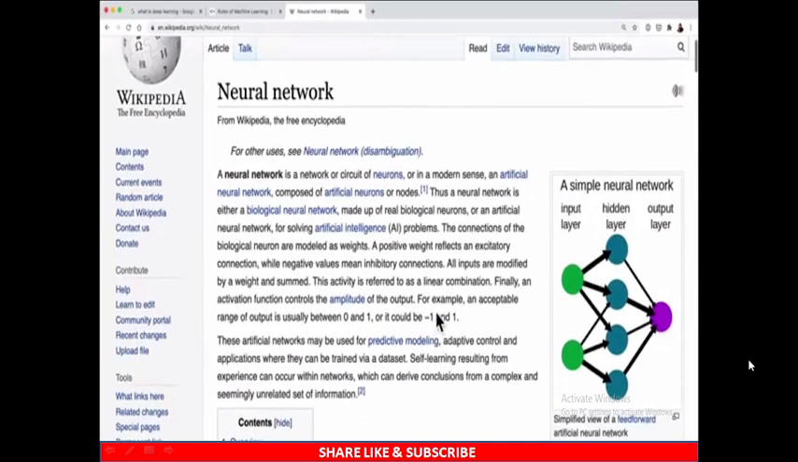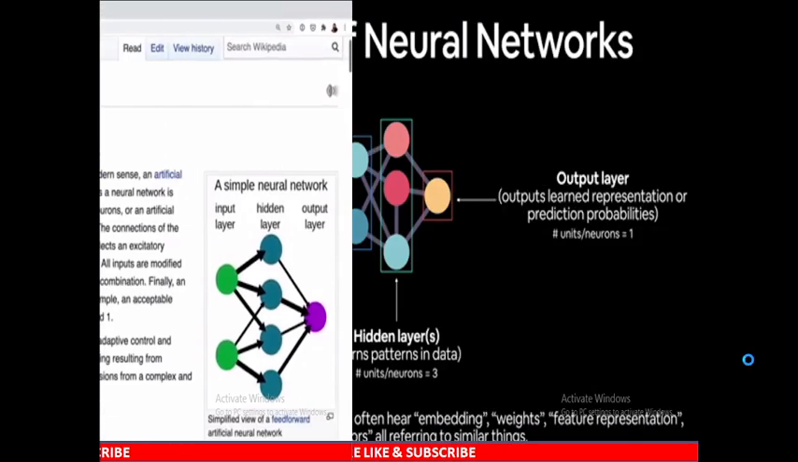This neural network is either a biological neural network made up of real biological neurons, or an artificial network for solving artificial intelligence problems. The connections of biological neurons are modeled as weights. These are some of the examples. If you would like to know more, you can search on Wikipedia.